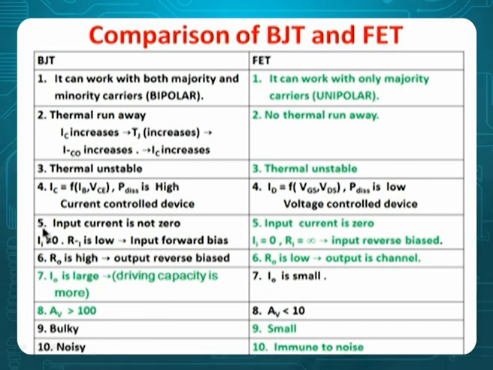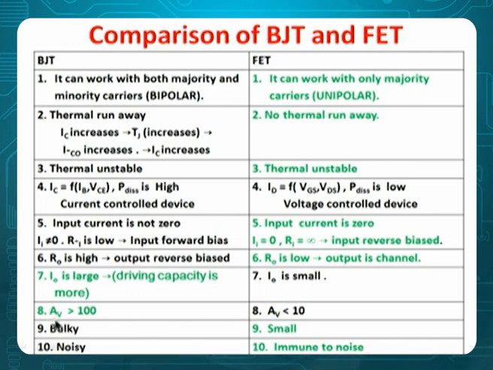Fifth point, in BJT input current is not zero because IB is not zero. That's why RI is low because input is forward biased. In FET, input current is zero because input is reverse biased, so RI is infinity. In BJT, RO is high because output is reverse biased. Whereas in FET, output is a channel, that's why resistance is low. Output current is large in BJT, more driving capacity. In FET, output current is small.